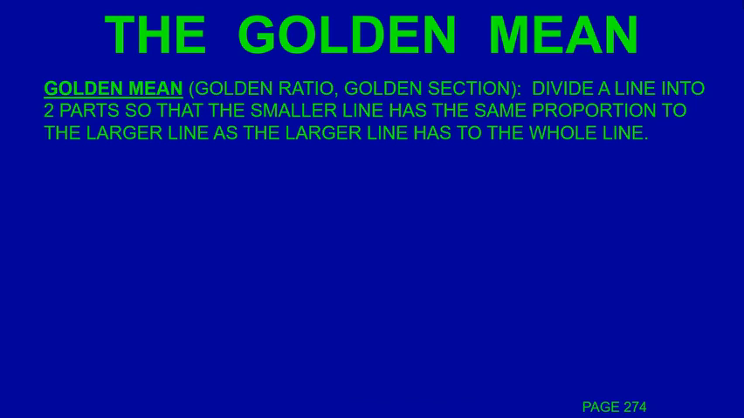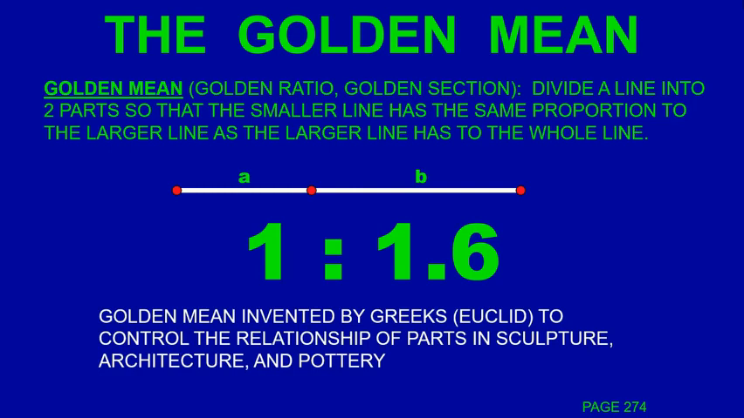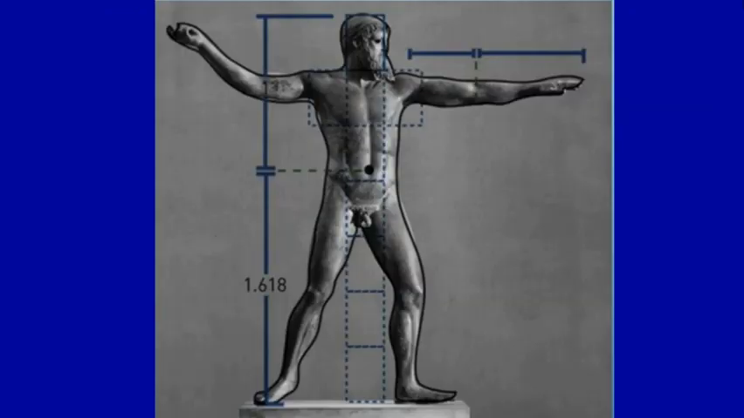All right, I do want to introduce you to the golden mean. The golden mean is also called the golden ratio or the golden section. And if you divide a line into two parts so that the smaller part has the same proportion to the larger line as the larger line has to the whole line, then that is the golden mean. And that ratio is 1 to 1.6. And it was invented by the Greeks to control the relationships of parts in sculptures, architecture, and pottery.